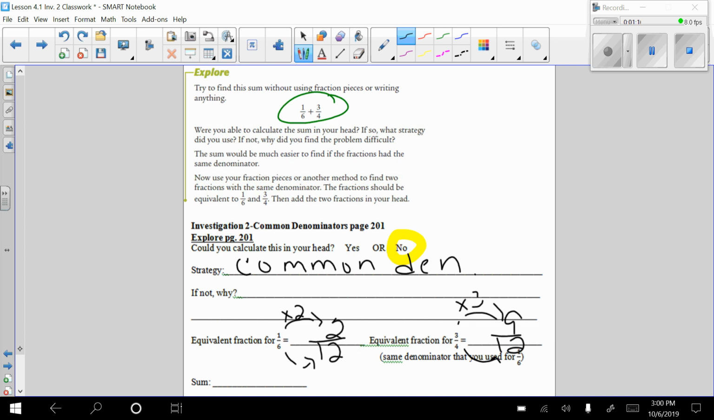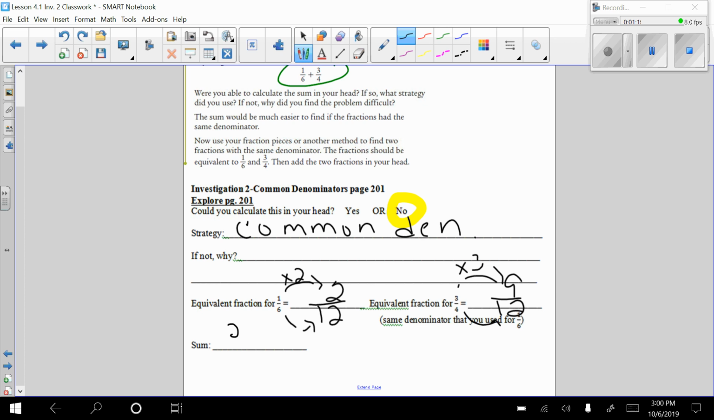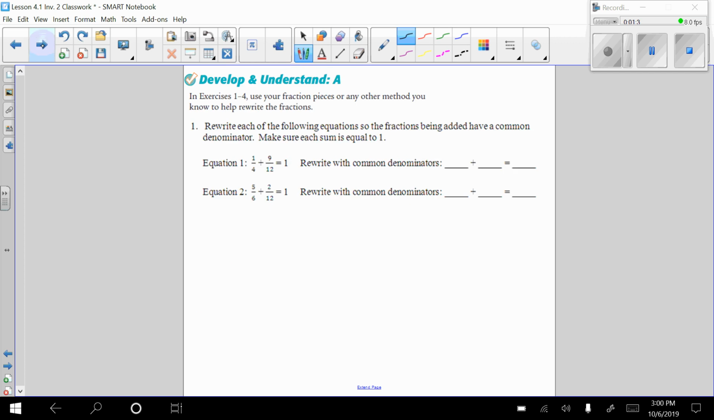Now I can go ahead and solve this problem by saying 2/12 plus 9/12 equals what? Well, that will give me 11/12. Remember, we add the numerators and the denominator stays the same. Now let's look at some other ones, making sure that we have a common denominator. Here, we could use our fraction pieces, but we could also use our knowledge of LCM. We know that 4 is a factor of 12, so I could use 12 as my common denominator. So I'm going to go ahead and write that down as 12.